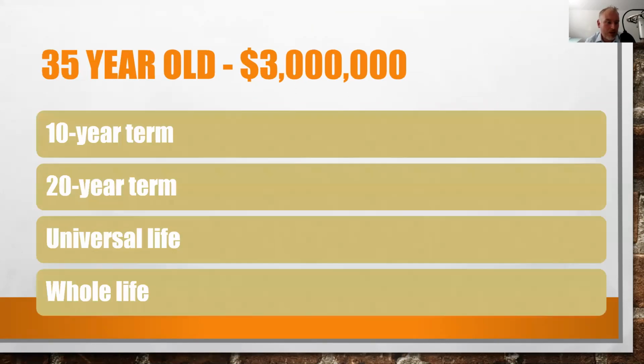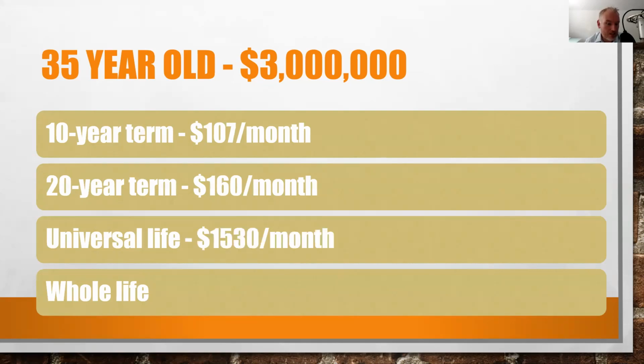So let's go through an example of myself when I was 35 for $3 million worth of coverage. The 10-year term contract would cost $107 a month. The 20-year term contract would cost $160 a month. With hindsight, I probably should have just picked up the 20-year term at that time, but I did not. Now, universal life is a contract that's going to be from age 35 to 100. That's $1,530 a month. Whole life is also a contract from age 35 to 100, but with significant cash value inside of it, and that becomes $3,800 a month.